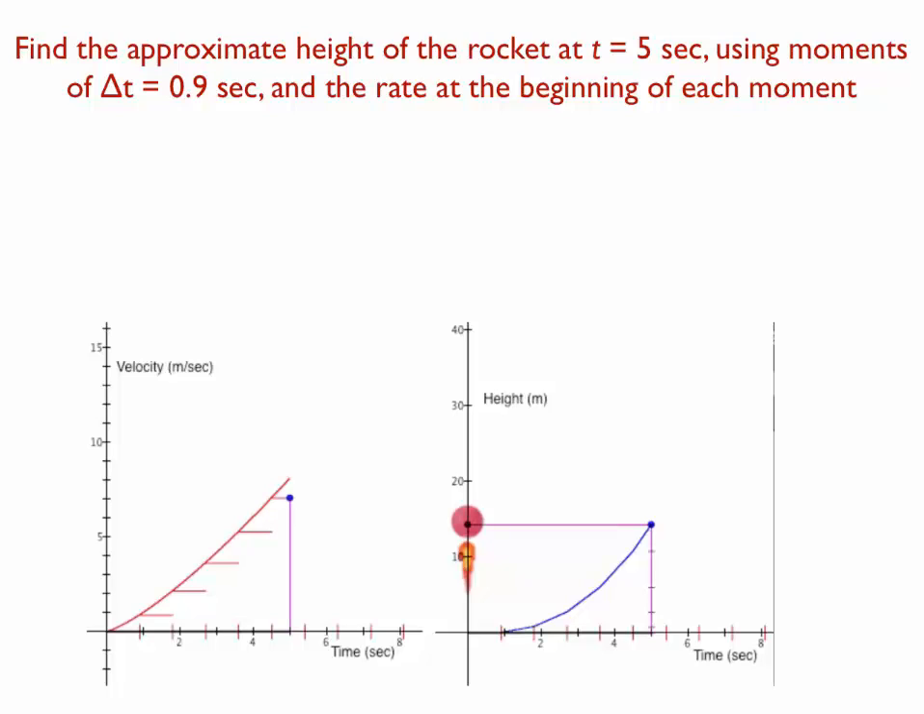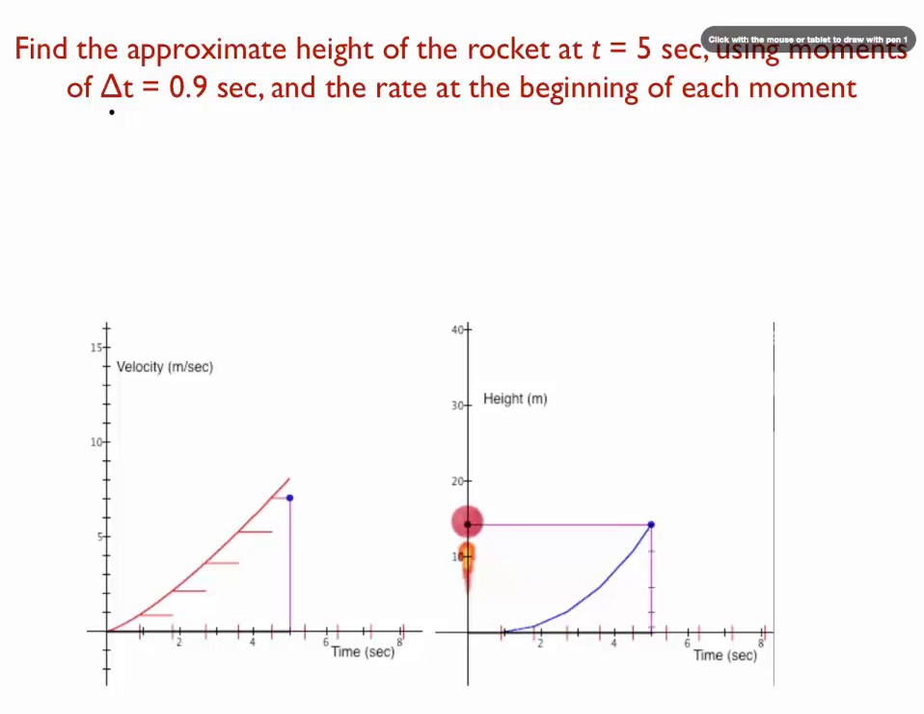Okay, so we're going to use moments of 0.9 seconds, and this is what we're going to use the symbol delta for. So far we've talked a lot about dt, a little change in time. So delta t is going to be our notation to mean a whole moment. So it's more like a parameter than it is a variable. Okay, it's fixed. We're going to take the situation and fix delta t at 0.9. That's going to be our width of a moment.